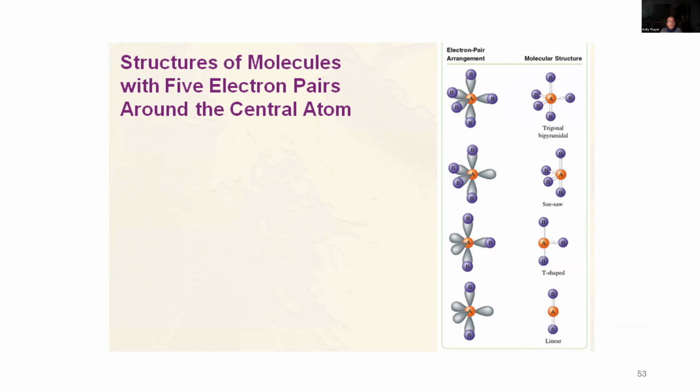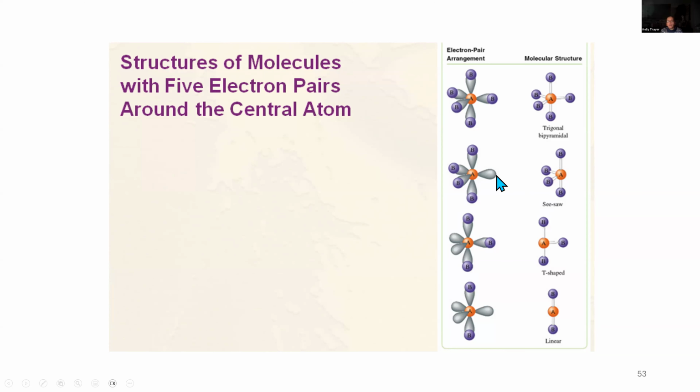So let's take a look at structures of molecules with 5 electron pairs around the central atom. So for example, here is 5 things around. And if all of these are going to be actual atoms, we will get the trigonal bipyramidal, because we have the triangle plane in the middle, and then we have a pyramid on the top and a pyramid on the bottom. Here we have another example, but with 1 lone pair.